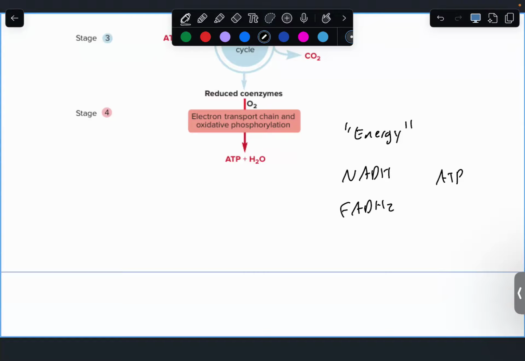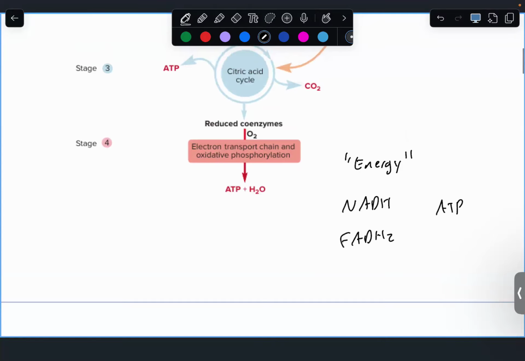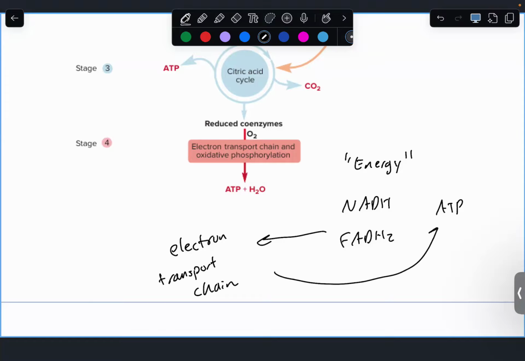NADH and FADH2 come later. These will go into the electron transport chain, which we will talk about likely tomorrow or Monday. Electron transport chain. And from there, that's where we actually generate the bulk of our ATP.